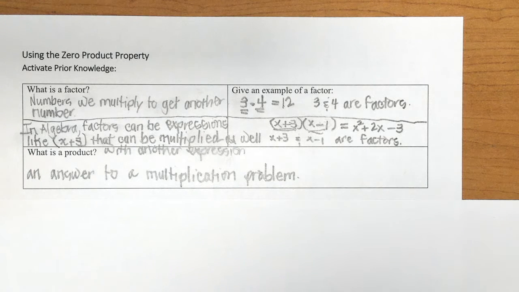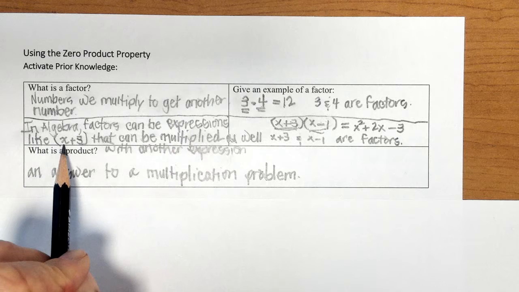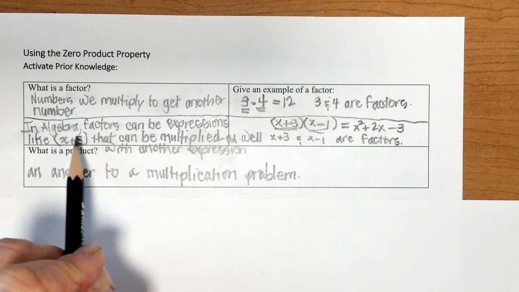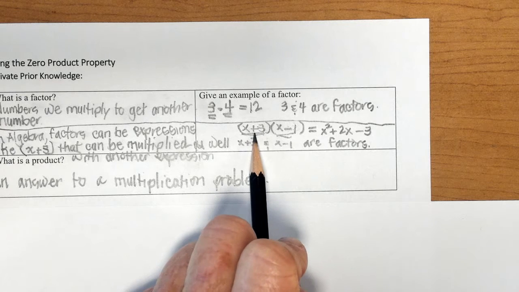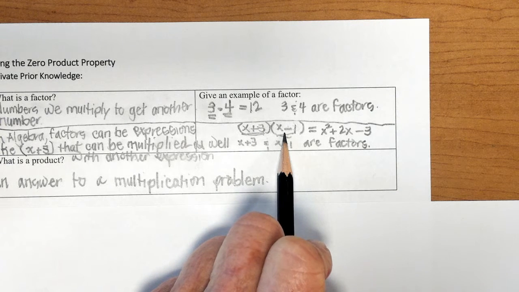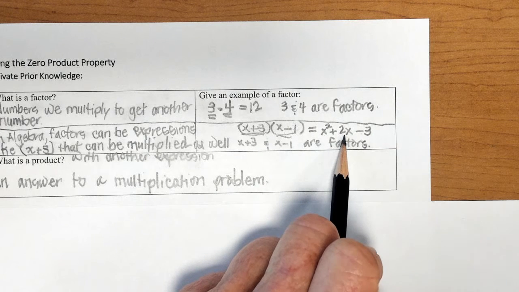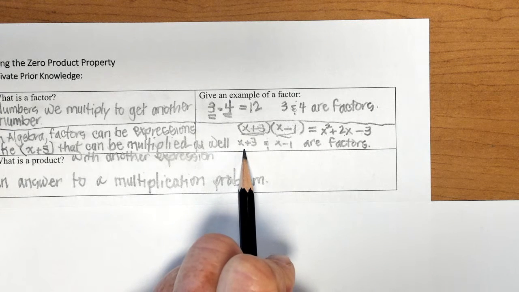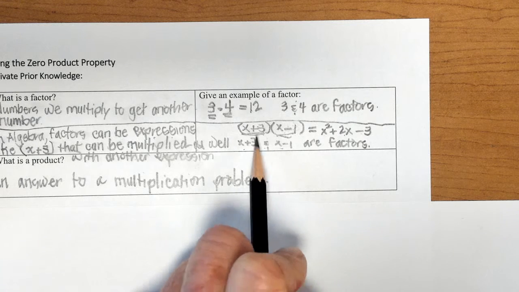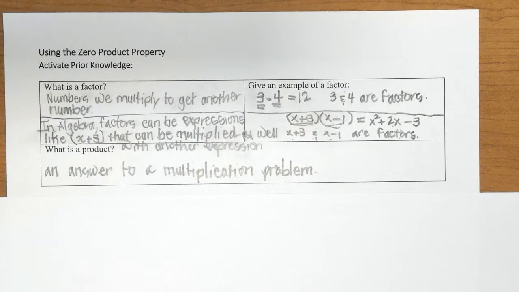In algebra, we also use factors. And in algebra, factors can be expressions like x plus 3. And we can take x plus 3 and multiply that with another expression. So in algebra, this is what it looks like. We have x plus 3 being multiplied by x minus 1, and we get x squared plus 2x minus 3. That's the other expression that we get. But what are the factors in this equation? The factors are x plus 3 and x minus 1. These are both factors. So make sure that you have that information down because it's important information because we're going to use that over and over again.